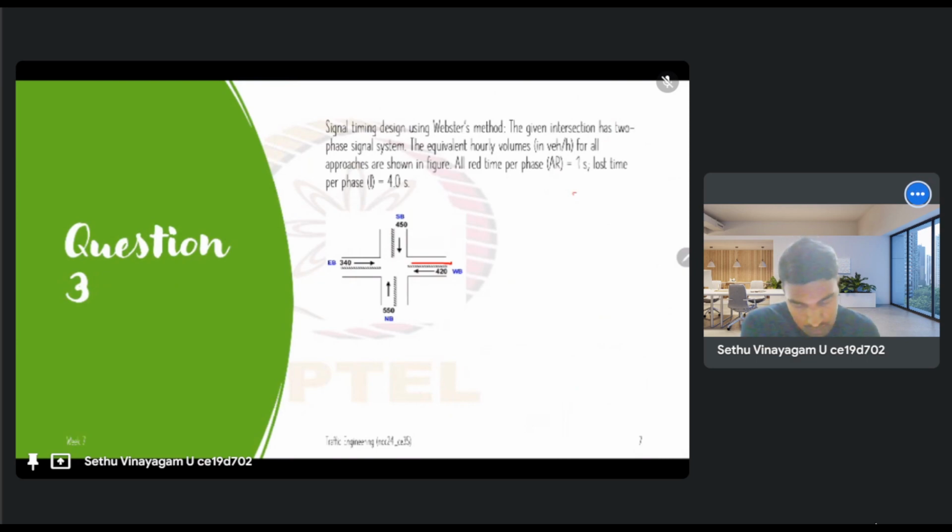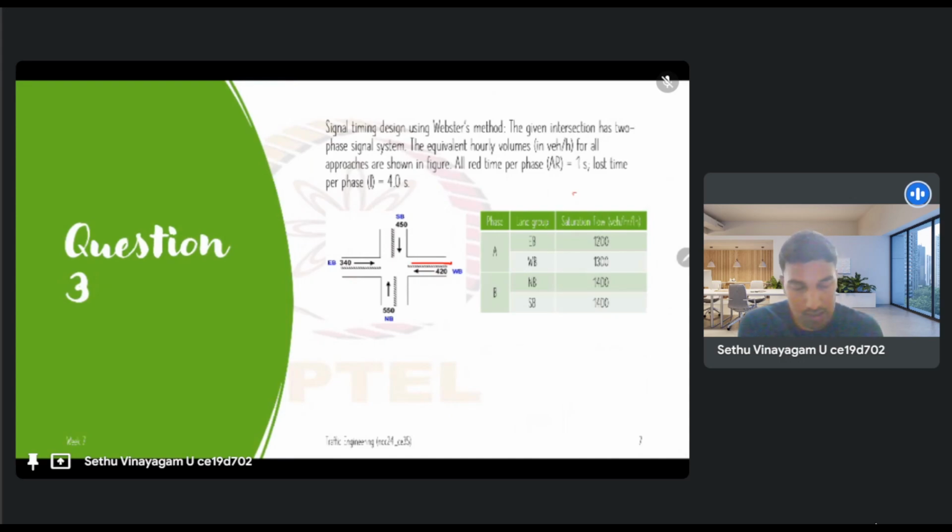Okay, so we have four approaches. The eastbound approach has 340 vehicles per hour, westbound 420, southbound 450, and northbound 550. Here we have a two-phase signal design. Phase A is for the east-west movement, so eastbound and westbound have saturation flow rates of 1200 and 1300 vehicles per hour per lane. And the second phase, phase B, is for the north-south movement. There are no turning movements here. The northbound and southbound have 1400 vehicles per hour per lane as the saturation flow rate.